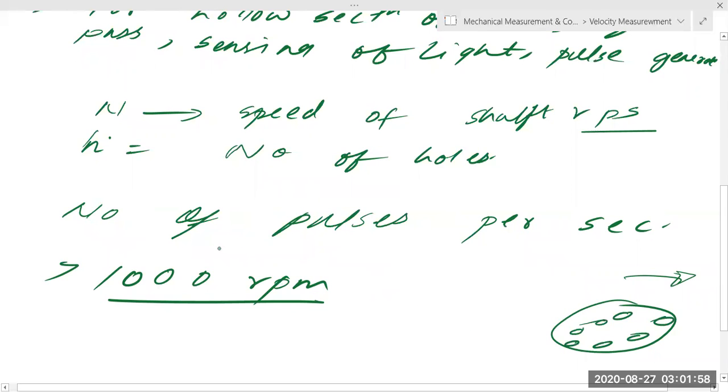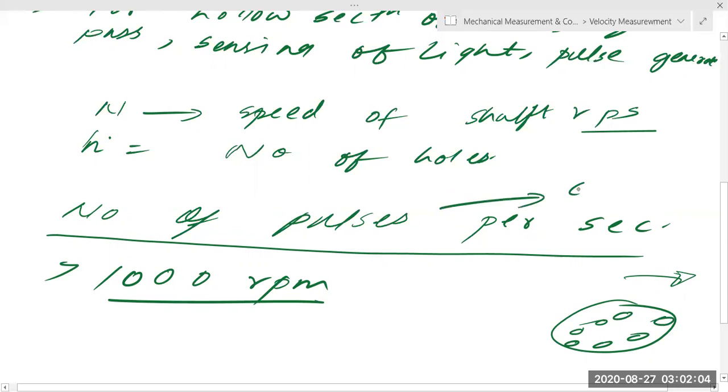through 1 second. So we need to find the number of pulses per second. How many pulses are generated per second by the electric counter? As simple as that. This is very important for us to know.